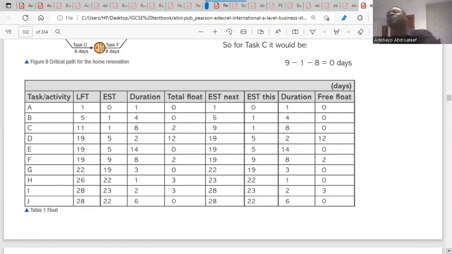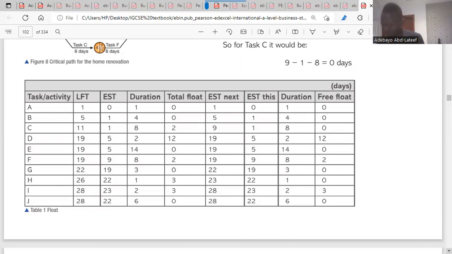But if you are calculating the free float of task B, it will be the earliest start time of task B minus the earliest start time of the subsequent task, which is task C, minus the duration. Is it clear? Do you have any question about that?